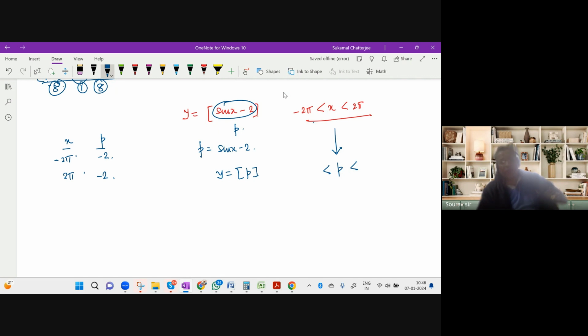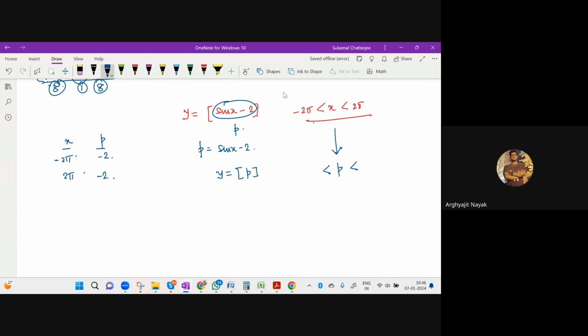Now, therefore, one side of p will be minus 2. I don't know whether it is negative or positive. I mean, I don't know whether it is greater than or less than. Right? So, what will be the other value? How do I find the other one? Sir, the minimum value of sin x function is minus 1.